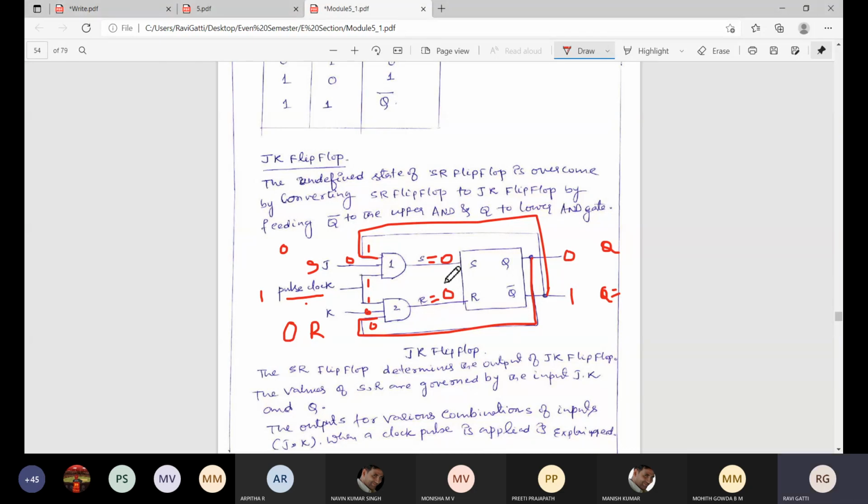We will treat it. When S is equal to 0 and R is equal to 0, the Q will again be 0 and Q bar will be 1, because when S is equal to 0 and R is equal to 0, we know that the SR flip-flop will not change. Whatever the previous case was, that will be retained. Okay, so now let us try to understand what happens in the next condition.